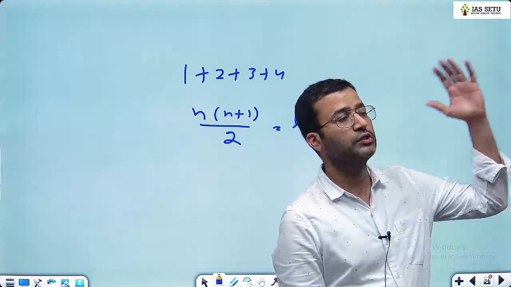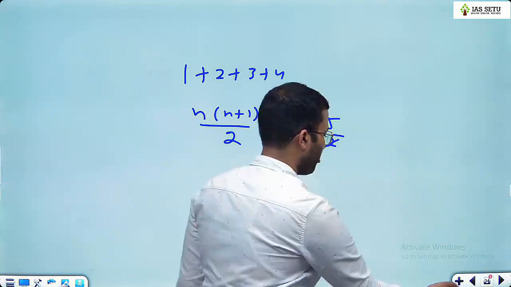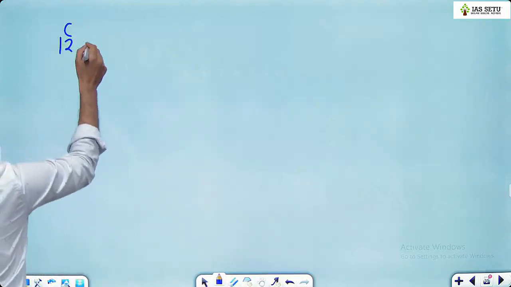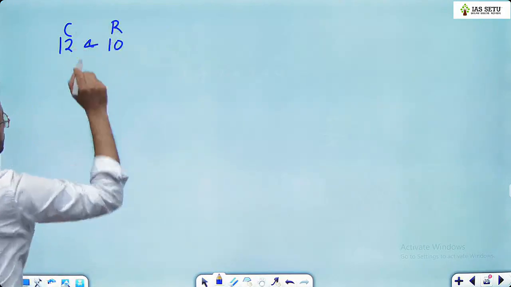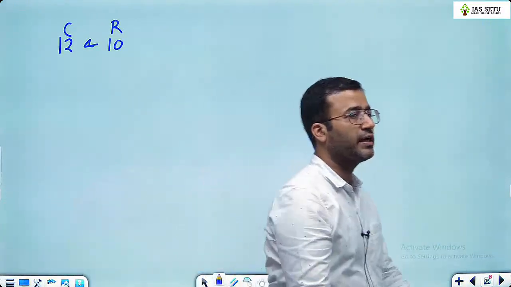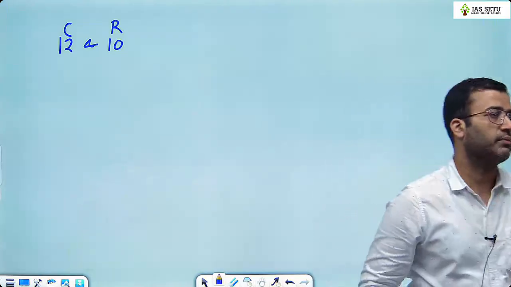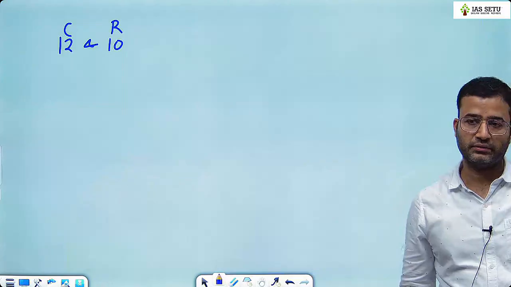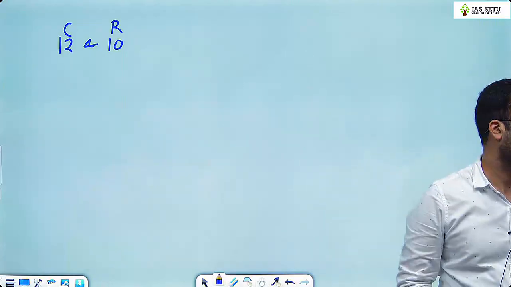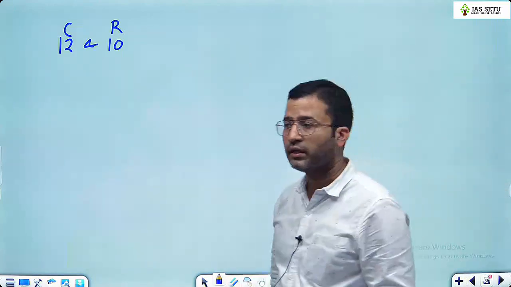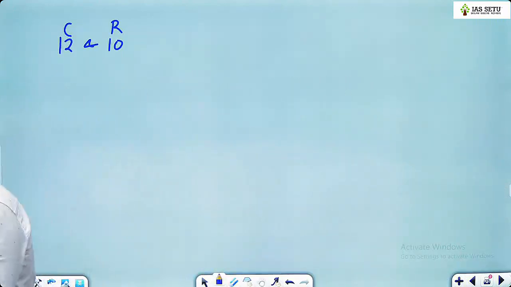Formula we use when, for example, I ask a question: in a given figure there are 12 columns and 10 rows. Here I ask how many rectangles will be there. Take your time. The one who cannot calculate, he is the culprit. You can try. In the given figure there are 12 columns and 10 rows. How many rectangles will be there?